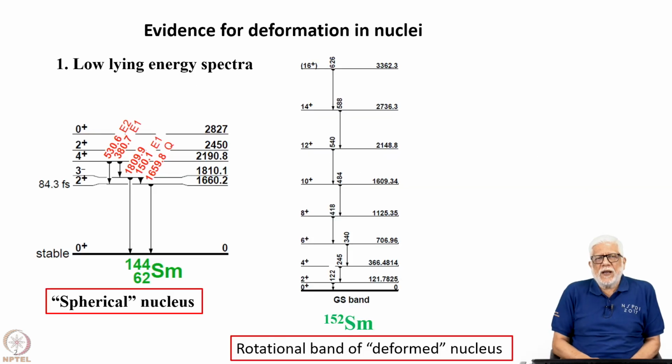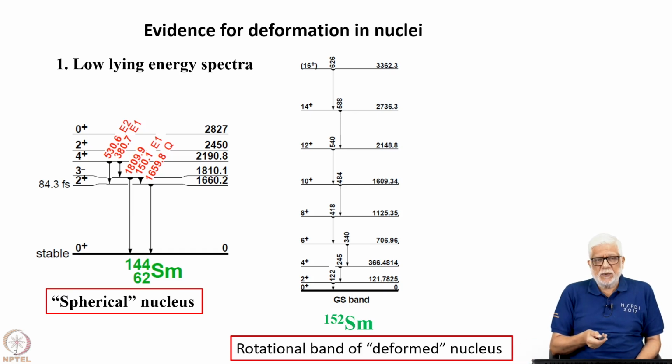So, now let us go back and ask what is the evidence for deformation in nuclei. Now, suppose you consider the low-lying spectrum of a spherical nucleus, quote unquote spherical, because of course there can be quantum fluctuations which take it to other deformations, but at least the average shape of the nucleus is a sphere, and this is so, for example, for samarium-144. You will notice that the proton number is 62, but the neutron number is magic at 82.